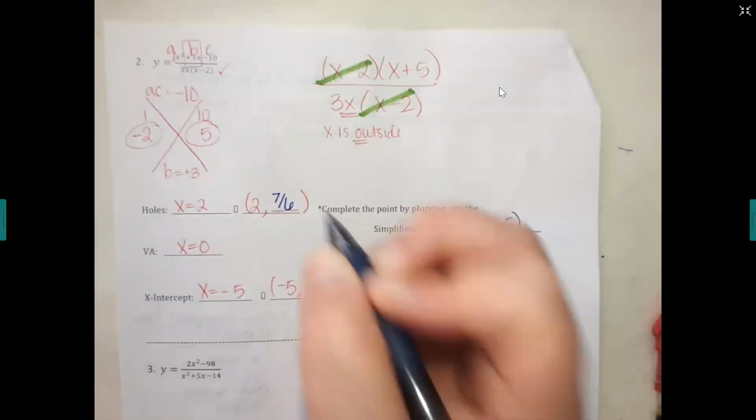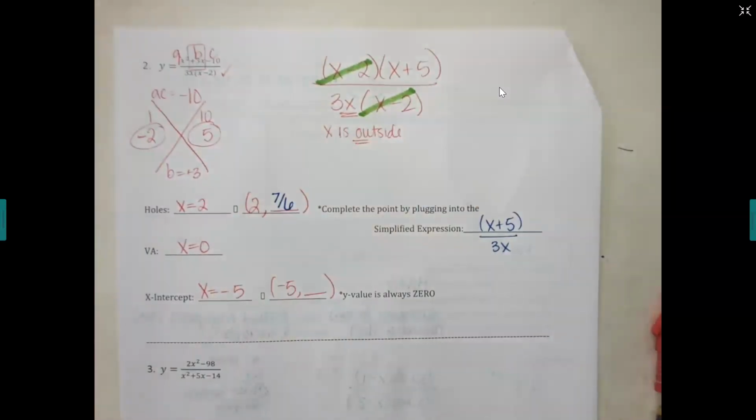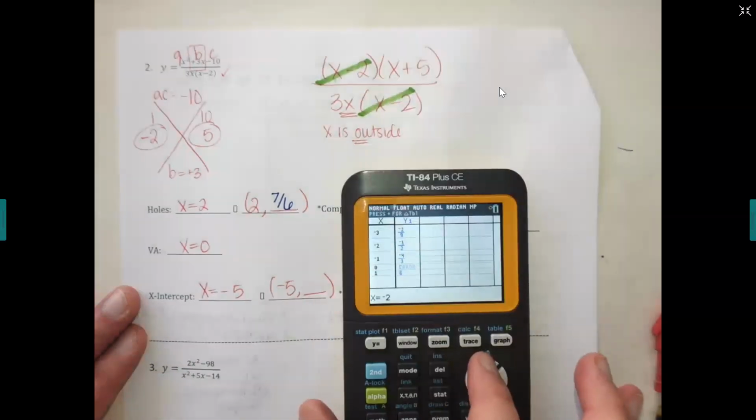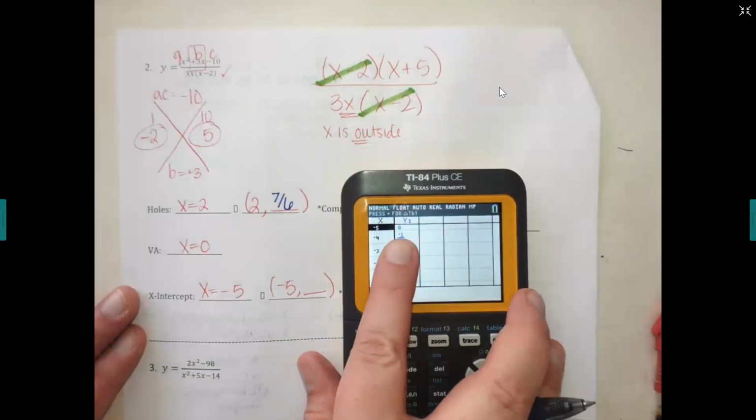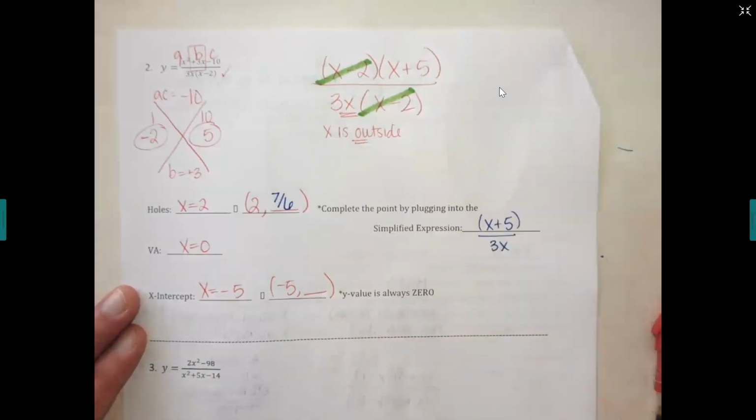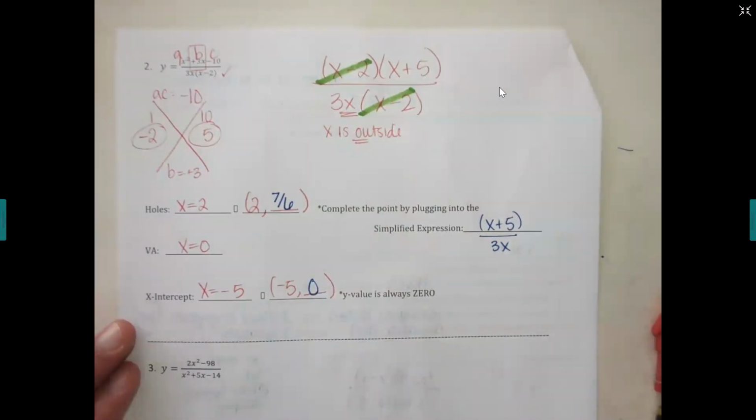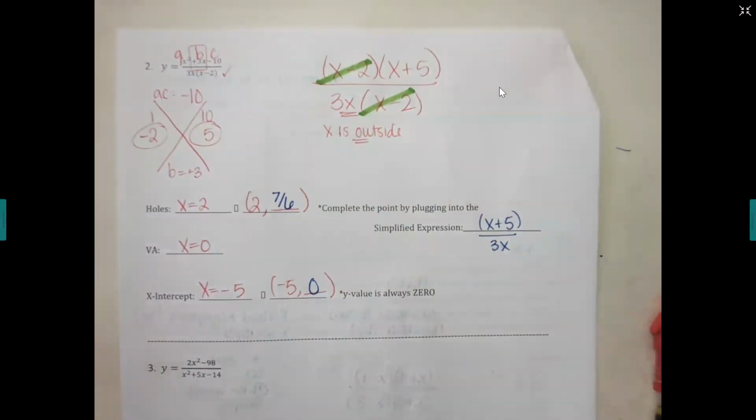7/6 is correct. Then I also need -5's Y value. And it is 0. And remember, it should always be 0 if you have the correct x-intercept. Okay, does that make sense? All right. These notes are going pretty quick.